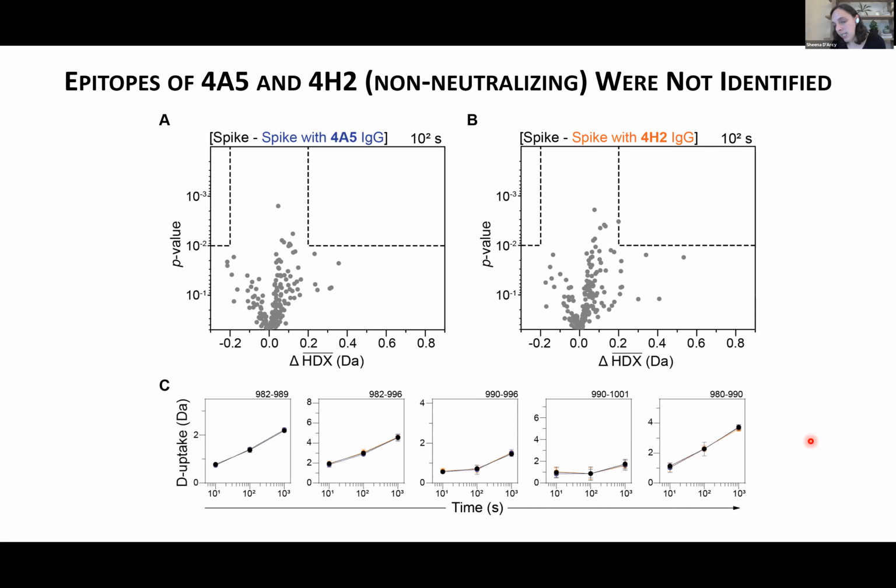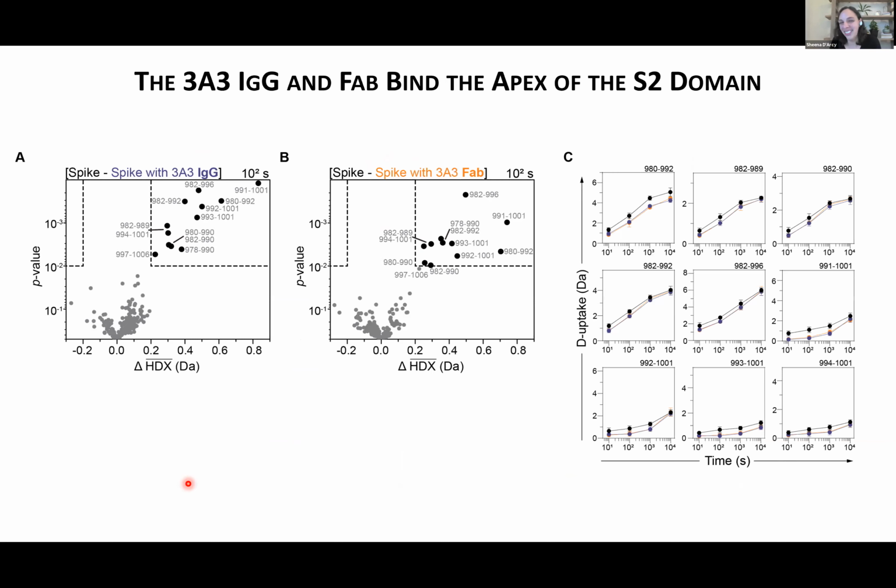And here we have the uptake plots. And again, you can see that in all conditions, the amount of deuterium uptake is the same. So we were unable to identify their epitopes. But of course, I wouldn't be telling the story if that was the case for the 3A3.